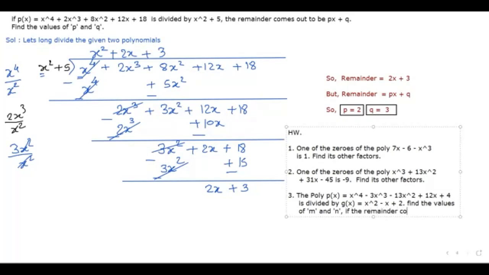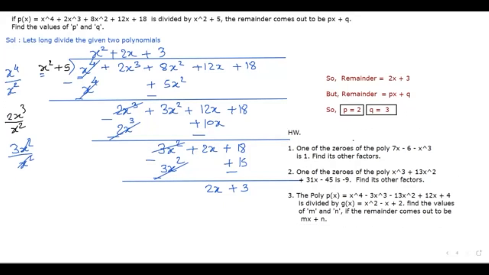If the remainder comes out to be mx plus n. Fine. Just like this, 2x plus 3, px plus q. Can we find out? Yes, sir.